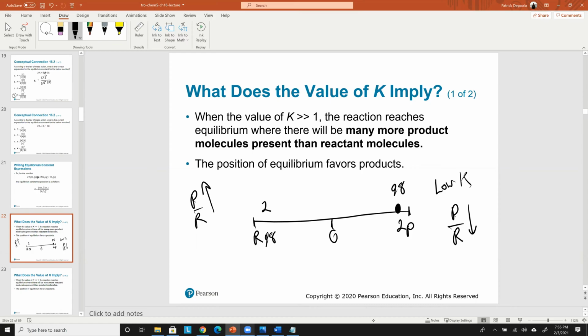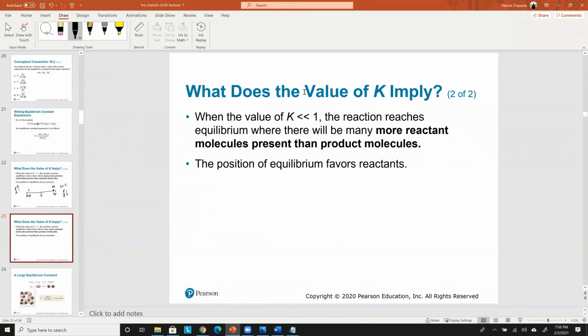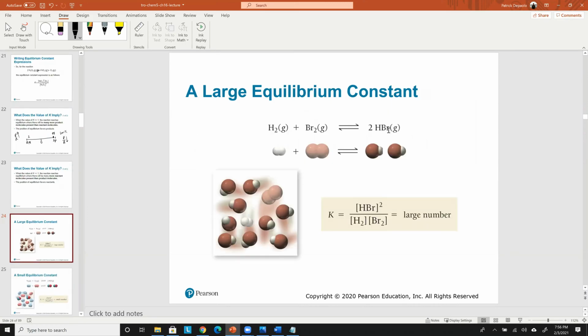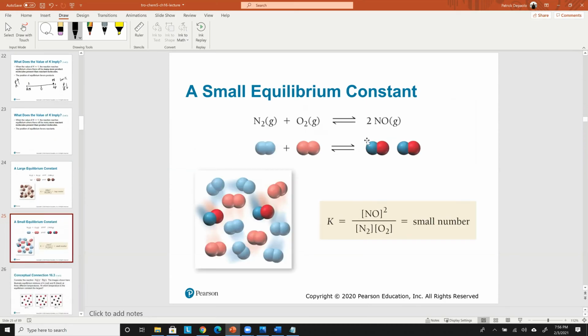Any questions on that? No? Okay, so this is when K is less than 1. When it's very, very small, we have many more reactants than products. Yeah, so here's an example. You have a large equilibrium constant for this one, and in some you have a small equilibrium constant, meaning most of the molecules are still in the reactant form.